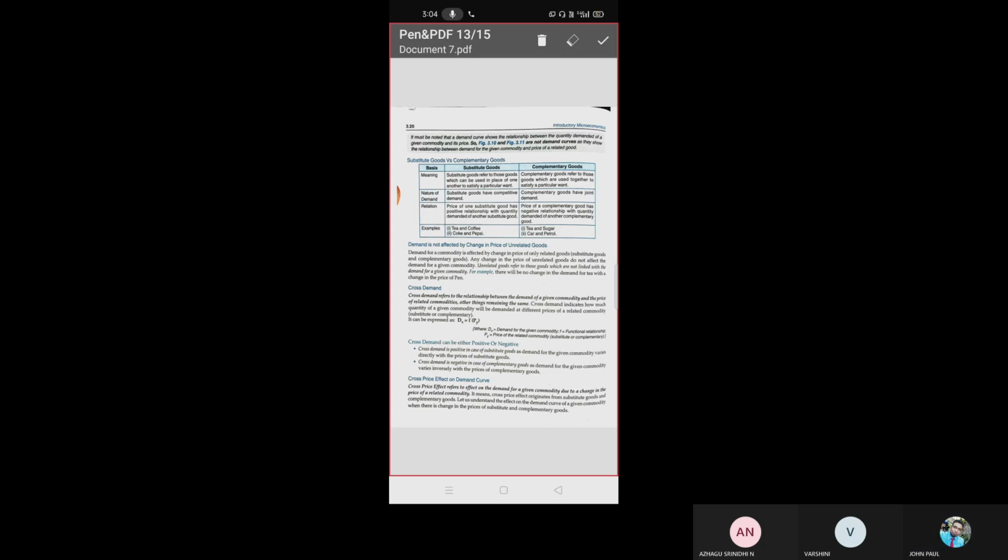Cross price effect on demand curve. Cross price effect refers to effect on demand for a given commodity due to a change in price of related goods. It means cross price effect originates from substitute goods and complementary goods. Let us understand the effect on demand curve for the commodity when there are changes in price of substitute and complementary goods. You can see the graph given.